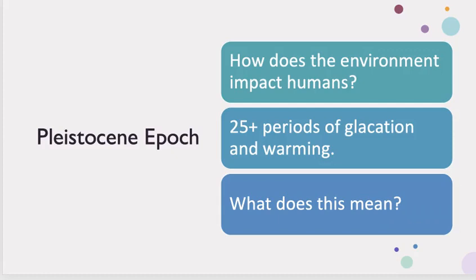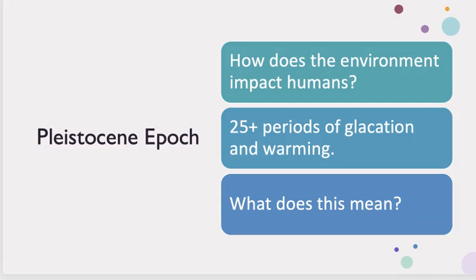This is going to allow people to migrate to places like Australia and the Americas, and it also means that there are going to be more different types of climates throughout the world at this time. As we will see, people do have to start figuring out how to survive in various climates. So how you live in a very cold region is going to be different from how you live in a very warm region. The same is true today.